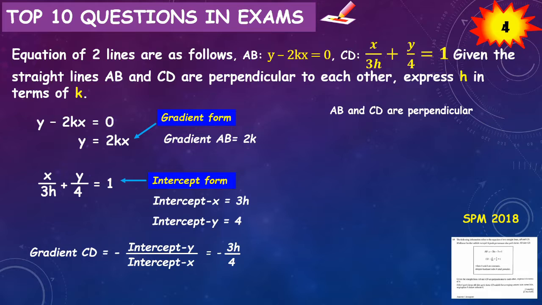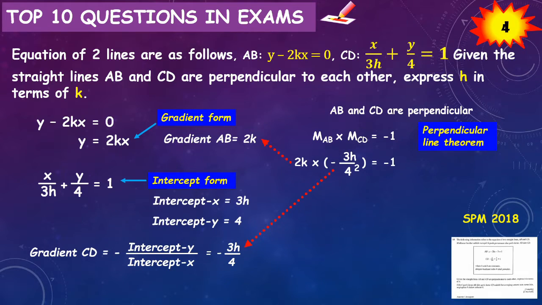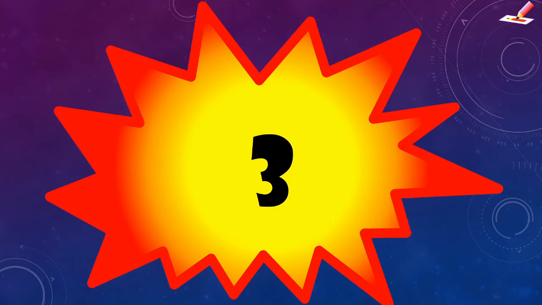Since AB and CD are perpendicular, we are able to use the perpendicular line theorem, which is gradient AB multiplied by gradient CD equals to -1. We substitute the gradients we got earlier and we form an equation. We get h equals to 2 over 3k. Number 3.